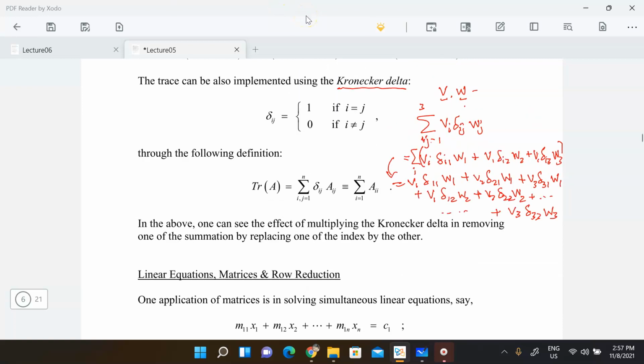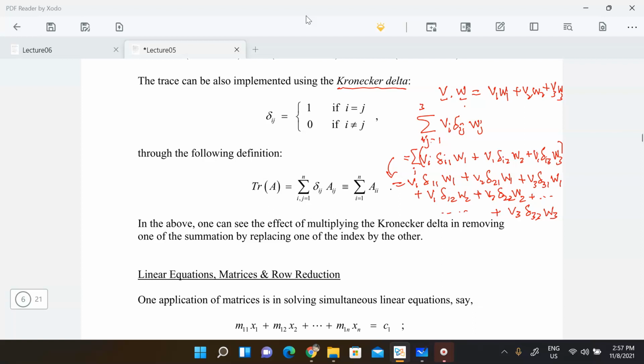Now, why am I introducing all this complicated stuff? You know that this is already what? It's V1 W1 plus V2 W2 plus V3 W3, right? From your ordinary dot product. But I'm just trying to show you that this is actually inherent in the dot product in this way.